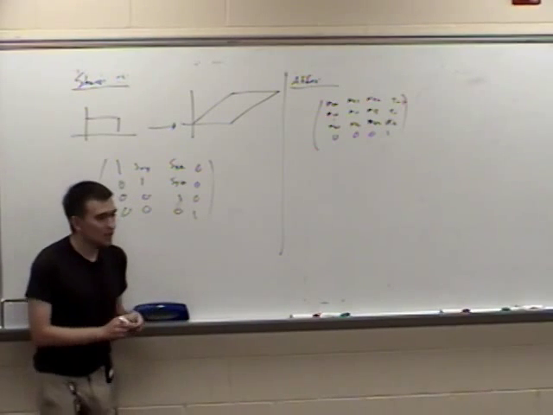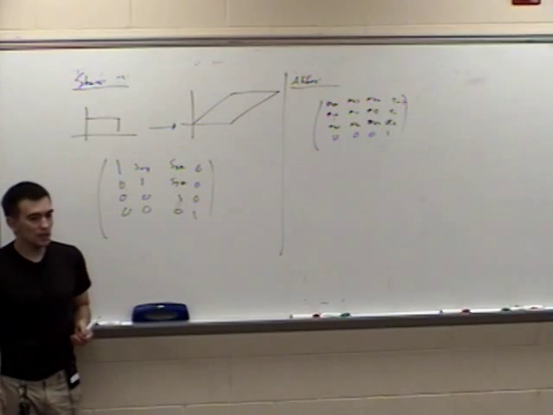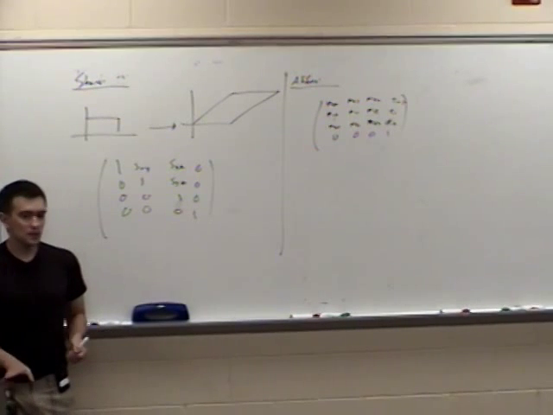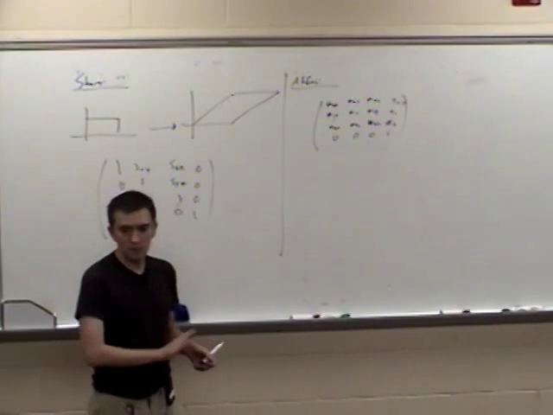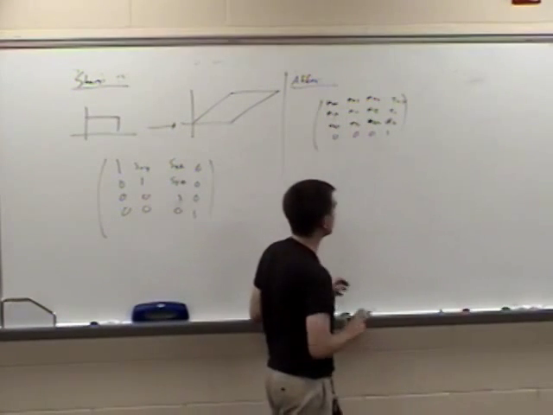It turns out that shears, orthogonal transformations, and scalings are enough to generate all affine transformations. And this is related to a result in algebra called the Iwasawa decomposition of a matrix, which you don't have to worry about here. But suffice to say, these can generate that.